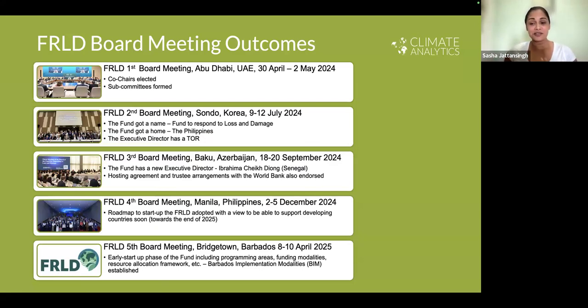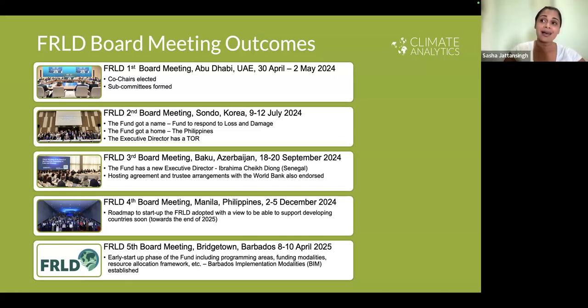And I love the name. It's called the BIM, the Barbados Implementation Modalities. And the startup phase is really to start testing out what sort of funding modalities and resource allocations, and what areas we prioritize under the fund for responding to loss and damage. There was a 6th board meeting that happened in July, but I think they were still stalled on moving forward a lot of the decisions relating to governance and so on.